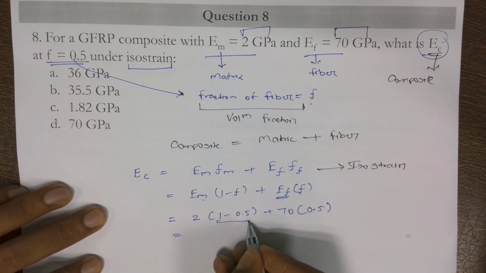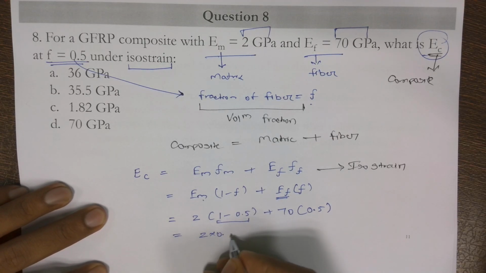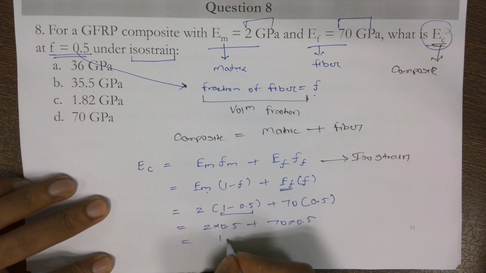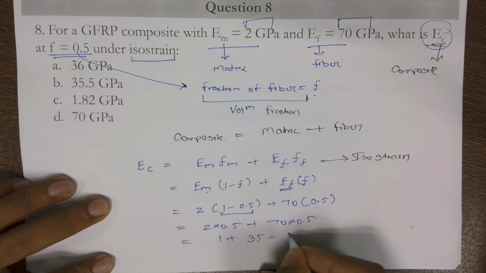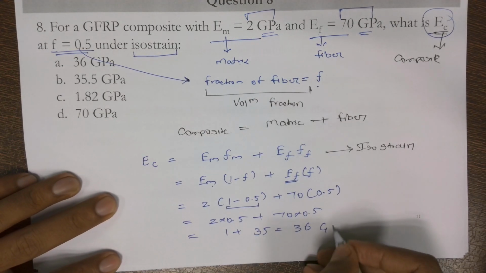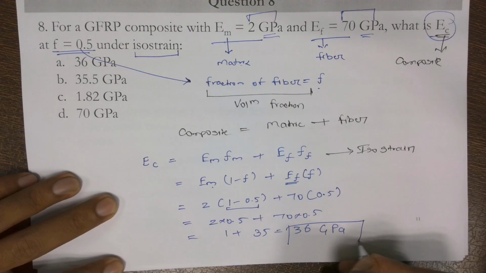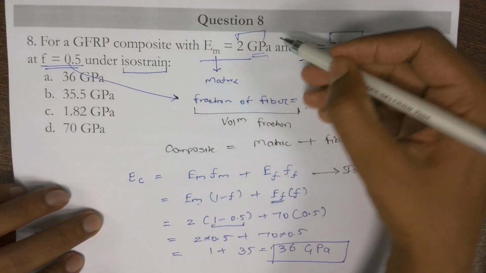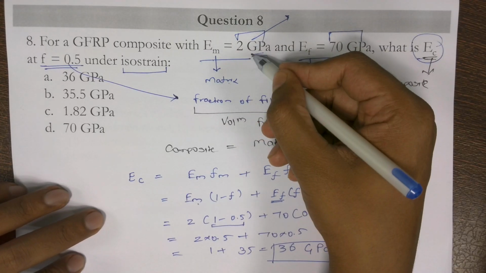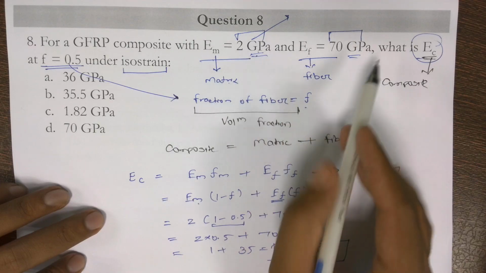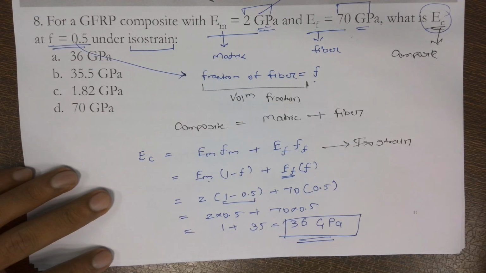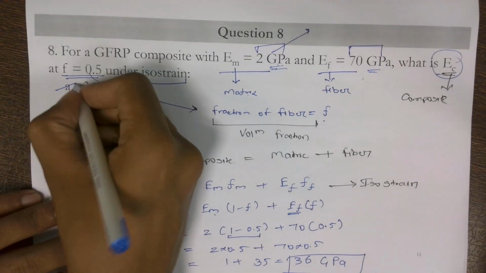This is 0.5 and this is also 0.5. So what we get is 1 plus 35, which is 36. The unit is GPa, here is also GPa, so the final answer is in GPa. So here we can see that the matrix, which has a low Young's modulus of 2 GPa, we have converted by adding the fiber into it to 36 GPa, right? So with that our answer is option A.